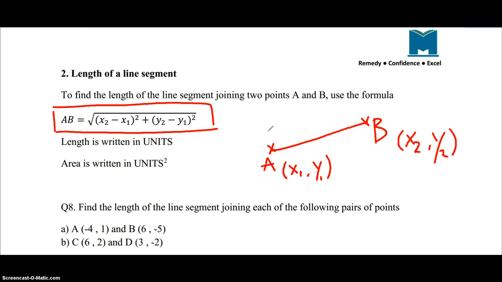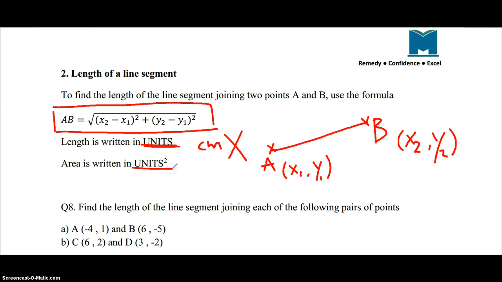And the length is to be written in units. Very important: if you were to write in cm, the answer will be wrong. So please write all your lengths of the line segment in units. And of course, if the length is in units, then the area will be in units squared.